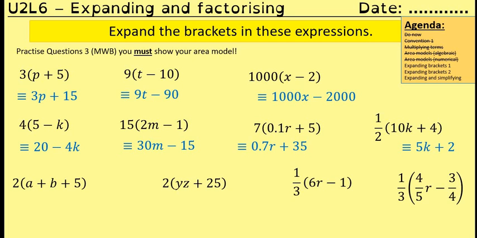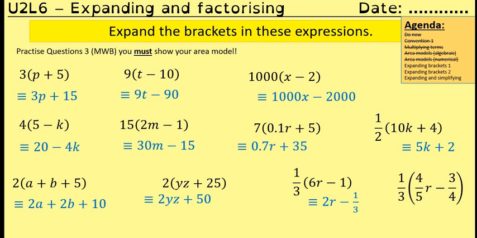Next, this one's a little bit different, isn't it? Because it has 3 terms. So this one would have had an area model with 3 rectangles in it. But we should have gotten 2a plus 2b plus 10. Next, we would have 2yz plus 50. Next is 2r take away 1/3.